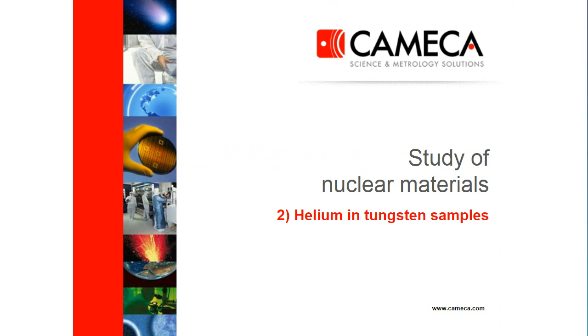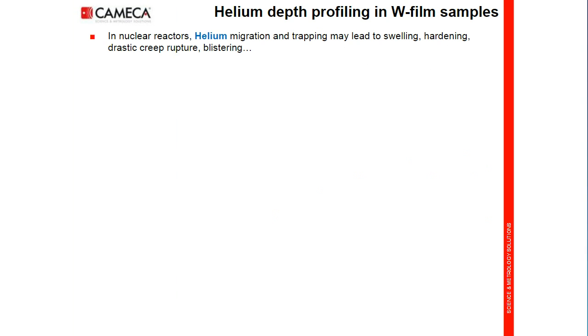The next example shows measurements of helium depth profiles in tungsten samples. Due to helium's extremely low solubility in most metallic materials, helium strongly interacts with pre-existing and radiation-induced defects, leading to void swelling, hardening, creep fracture, blistering, and surface exfoliation.